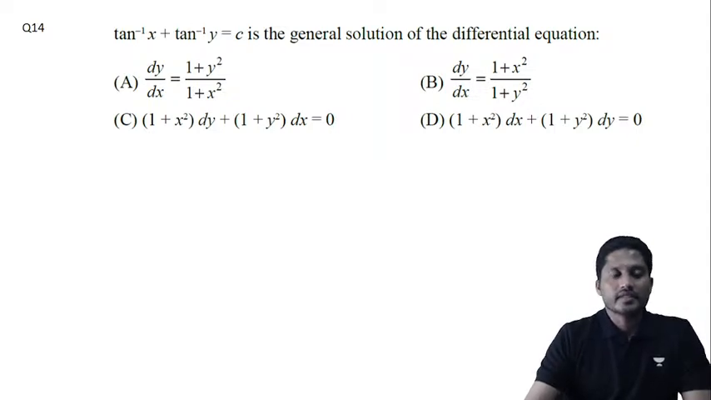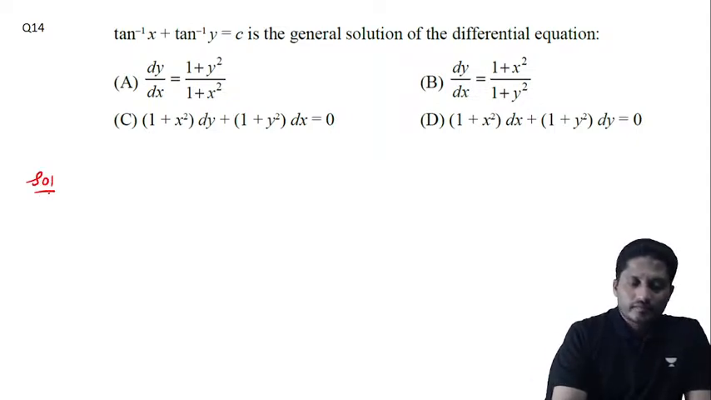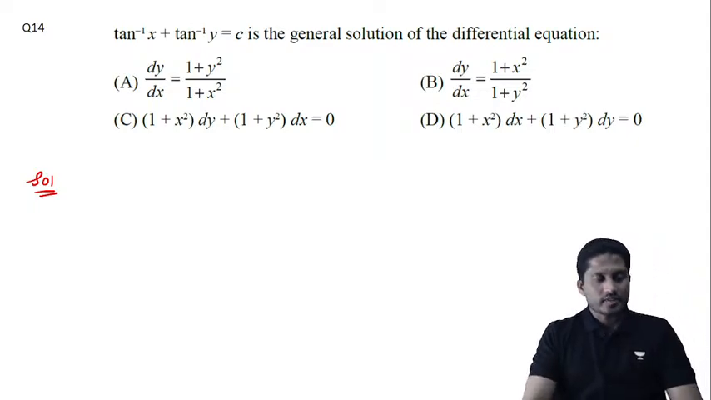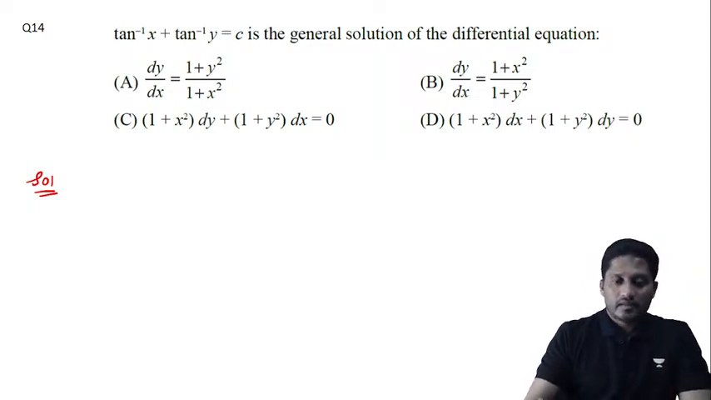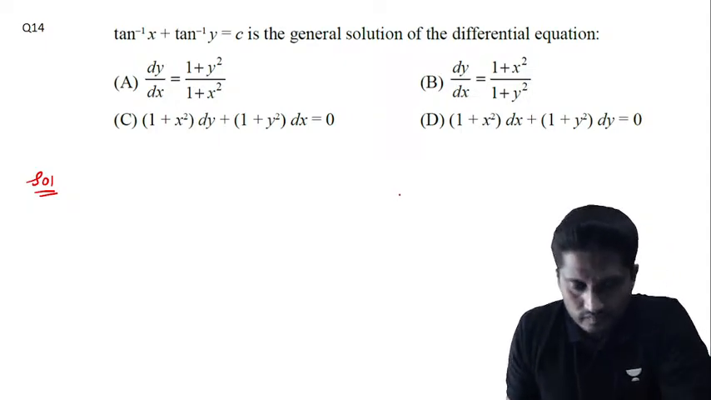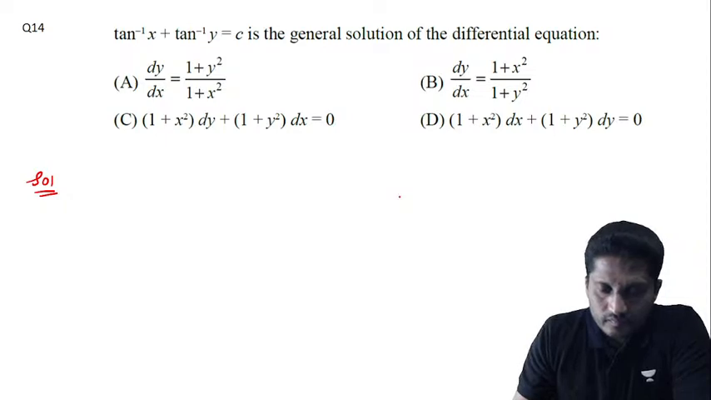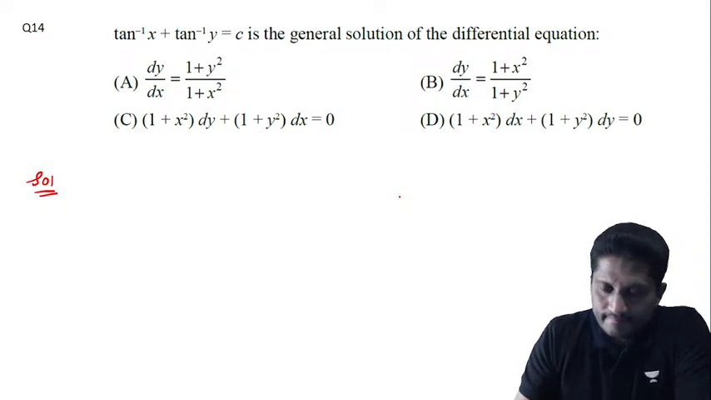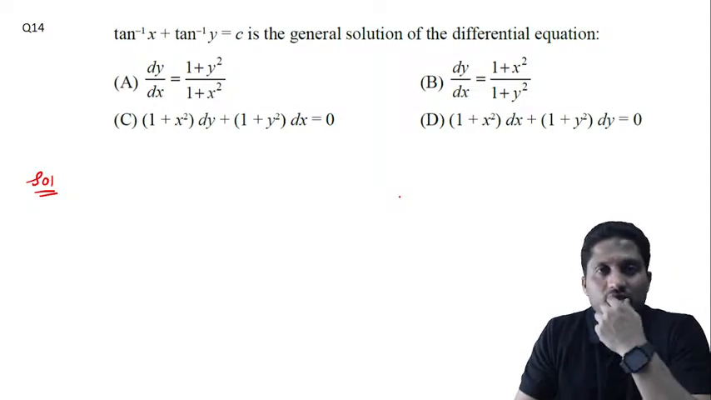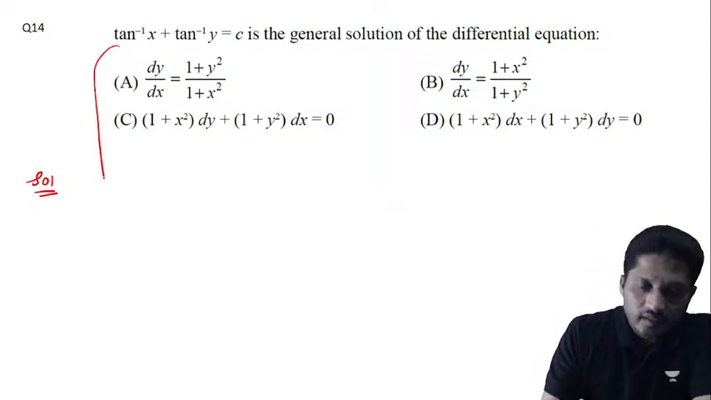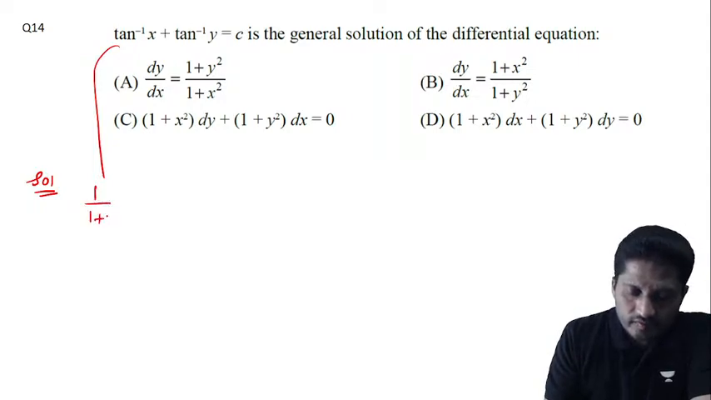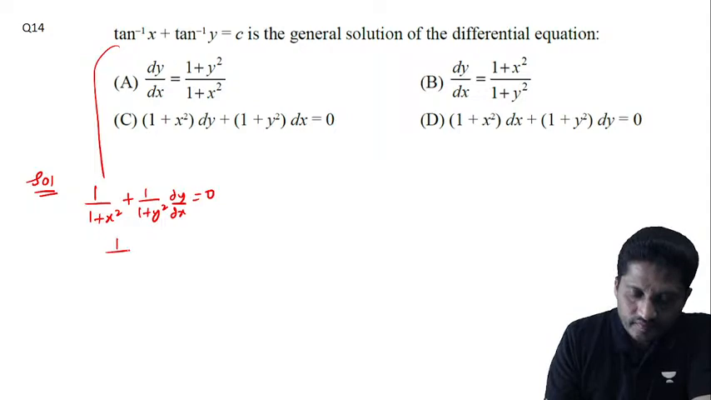Okay, let's move to the next question. Tan inverse of x plus tan inverse of y is equal to c is the general solution of which equation? If I differentiate, differentiation of tan inverse of x is 1 by 1 plus x square. Differentiation of tan inverse of y is 1 by 1 plus y square into dy by dx, is equal to 0. So 1 by 1 plus y square dy by dx is equal to minus 1 by 1 plus x square.